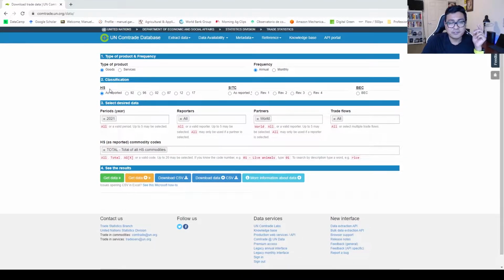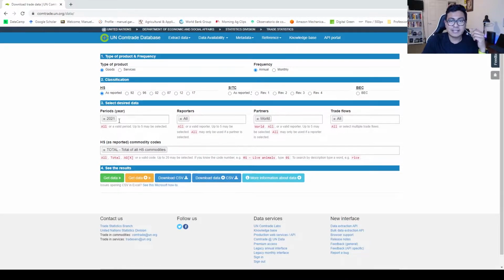The classification, I'm gonna stick with HS. HS is really good when you are working with commodities in America, or you're interested in seeing American trade after 1989. So you're gonna find more accurate information in HS. But if you're interested in seeing data from before 1989, take a look at the SITC. Here I'm gonna stick with the HS, the default option.